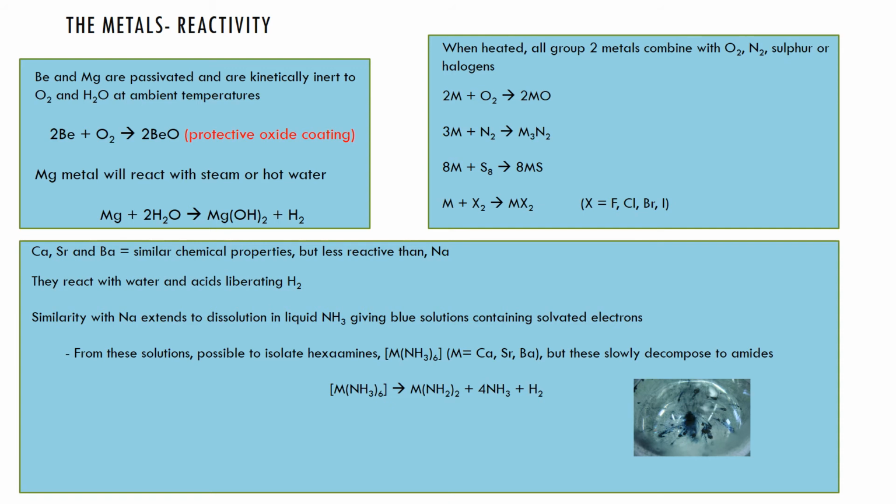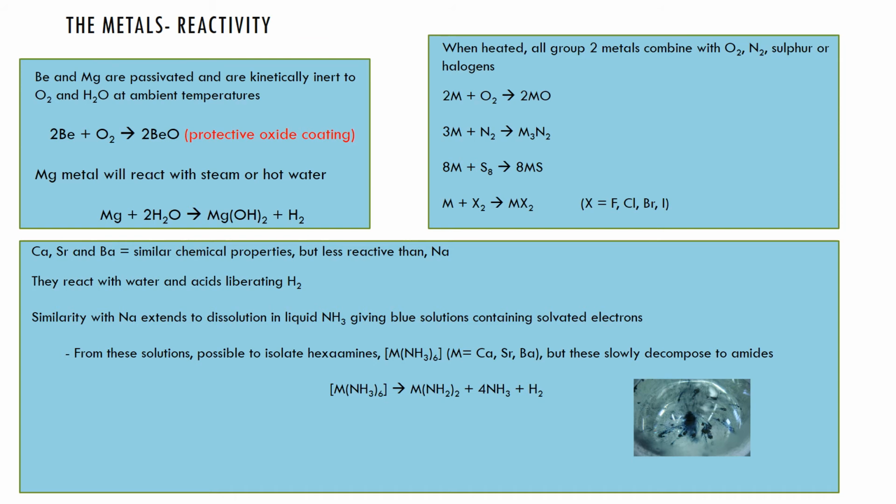A brief note on their reactivity then. Beryllium and magnesium are what's called passivated and are kinetically inert to oxygen and water. So at ambient temperatures, what you get is a protective oxide coating on the top of the material, and the bulk material remains unoxidized. Magnesium, and you may have seen this in the laboratory, will react with steam or hot water, but it has to be at an elevated temperature.